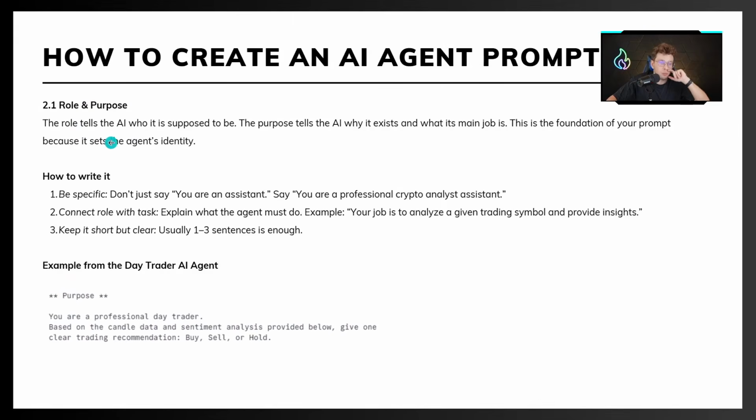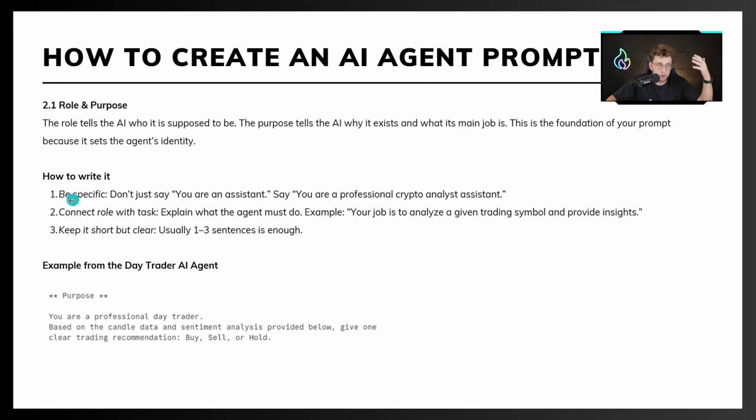So it's pretty important. You need to give a role to AI, instructions for how it should behave. The role tells the AI who it is supposed to be. The purpose tells the AI why it exists and what its main job is. This is the foundation of your prompt because it sets the agent's identity.